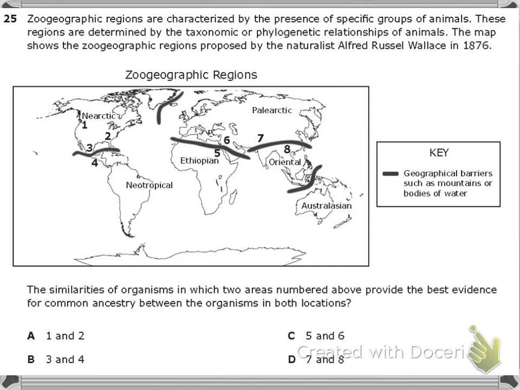These regions are determined by the taxonomic or phylogenetic relationships of animals. The map shows the zoogeographic regions proposed by the naturalist Alfred Russel Wallace in 1876. Wow, that's a lot of stuff. Okay, so as always, we're going to go ahead and highlight, and then let's sum up this question.